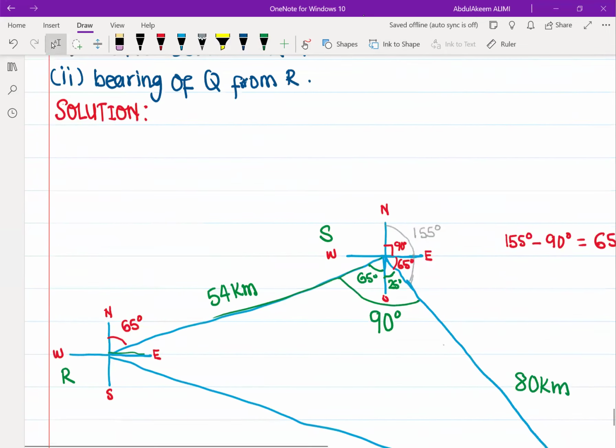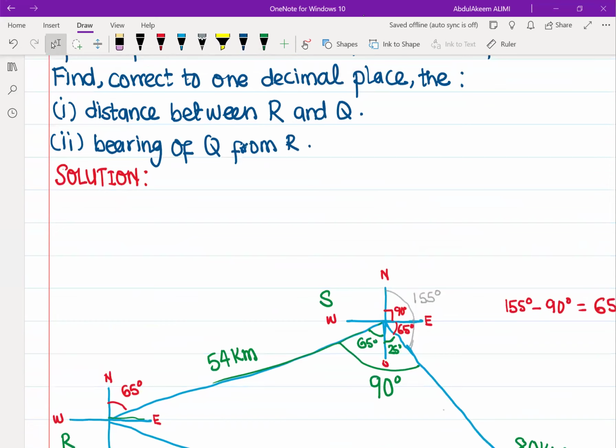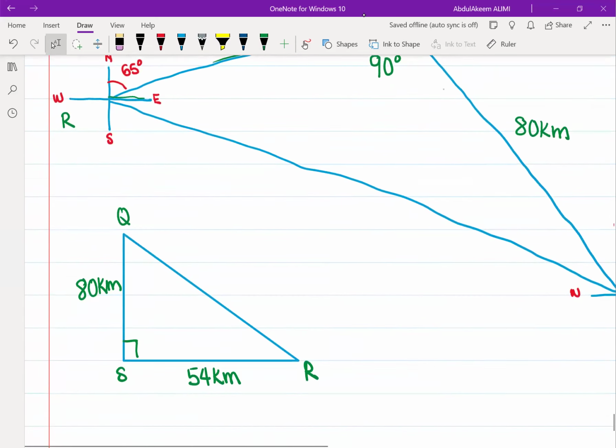So for the first question, it said calculate, correct to one decimal place, the distance between R and Q. That means from here to here.